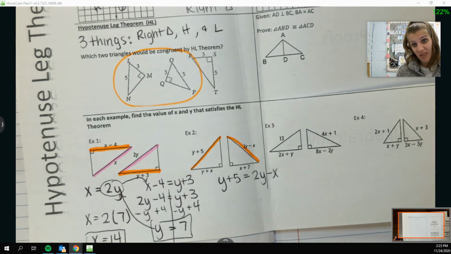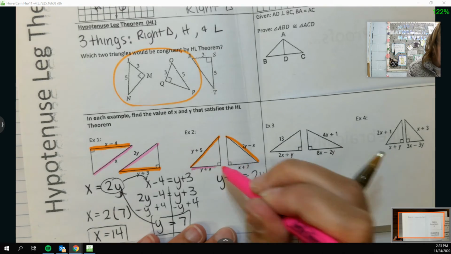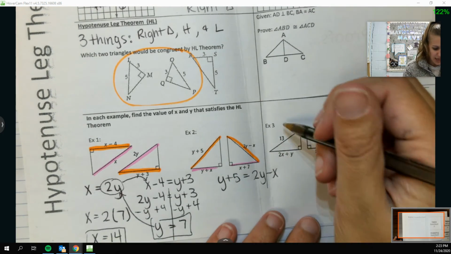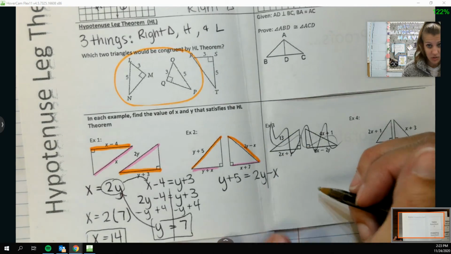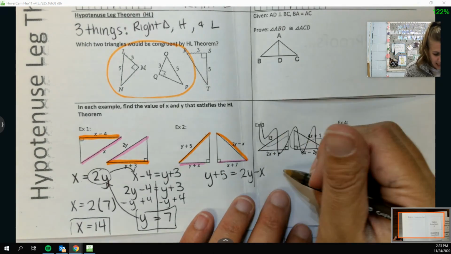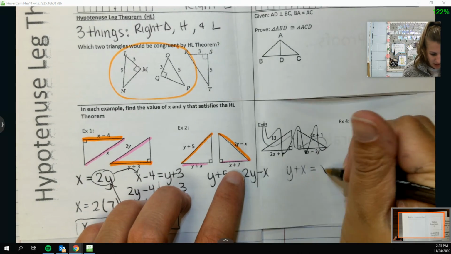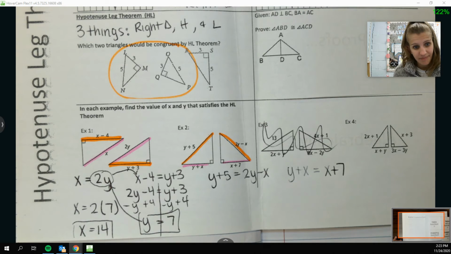Not great. I got x's and y's. Not great. But I can also write that my legs are equal to each other. So again, I'm just going to get example 3 right out of there. Just ignore it. I need more space. I can write that y plus x equals x plus 7. It's also not great. It's got x's and y's.